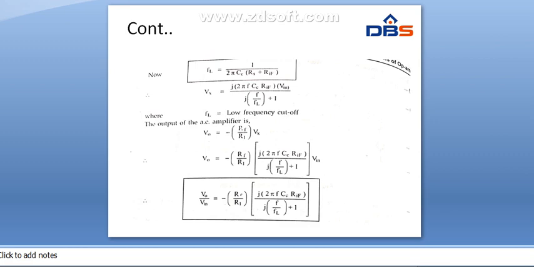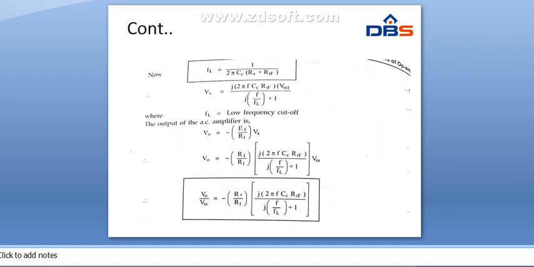Now FL is 1 by 2 pi Cc into Rs plus RIF, and Vx equals j 2 pi f Cc RIF into Vin by j f by FL plus 1. Here FL is the lower cutoff frequency. The output of the AC amplifier is V0 equals minus RF by R1 into Vx. Substituting Vx, V0 by Vin becomes minus RF by R1 into j 2 pi f Cc RIF by j f by FL plus 1.